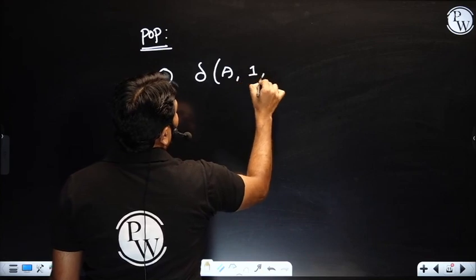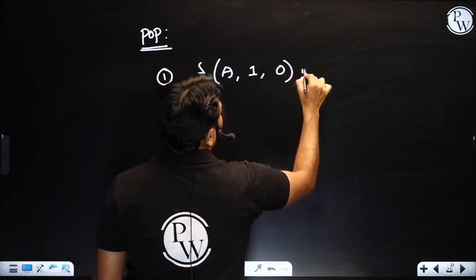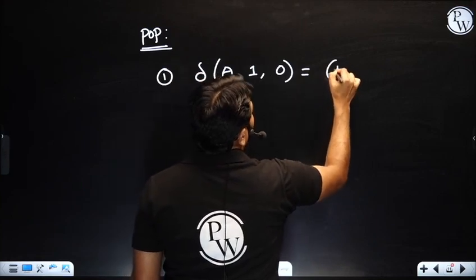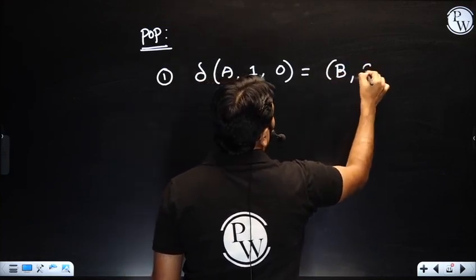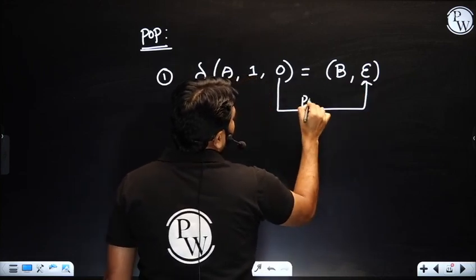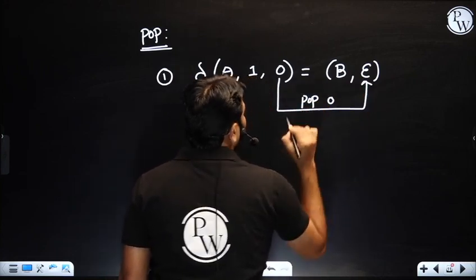You are reading one, but you want to pop zero, right? How do you pop? Go to the same or different state, depends on your requirement, epsilon. That means here zero is there and here zero is not there. That means somebody deleted. That is a pop zero.